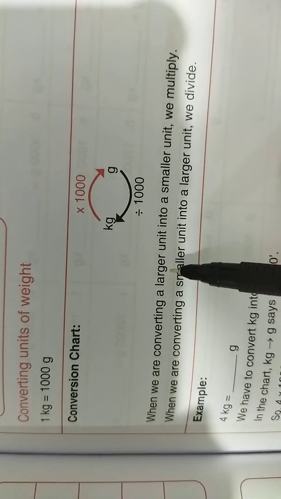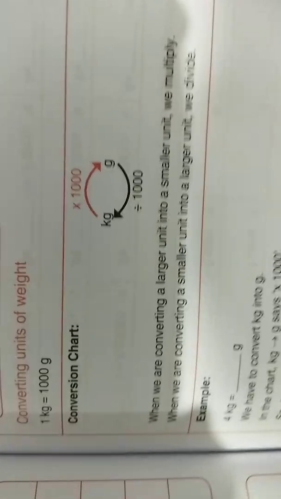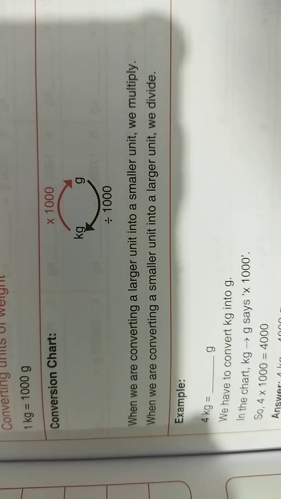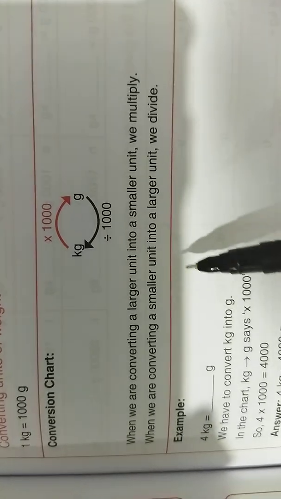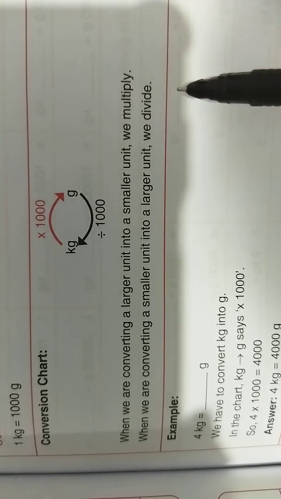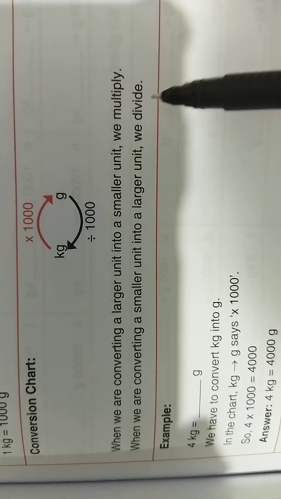When we are converting a large unit into a smaller unit, we multiply. Large unit को हमें smaller unit में convert करना है, at that time we'll use multiplication. And when we are converting a smaller unit into a large unit, at that time we'll do division. हमें smaller unit को large unit में convert करना है, so we'll use division.